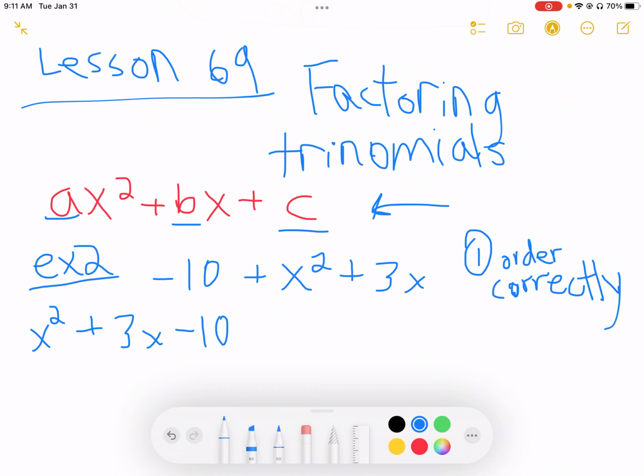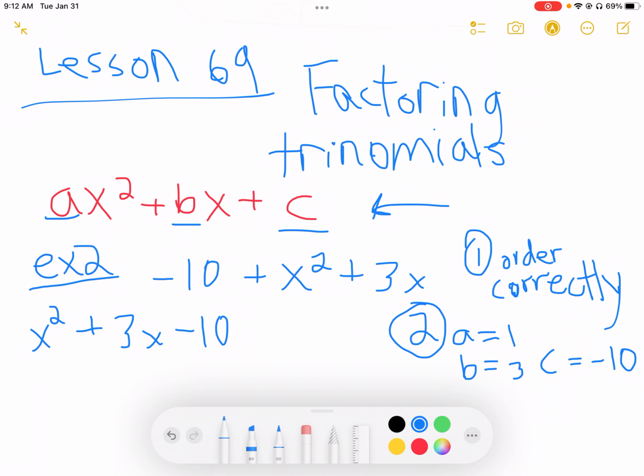And then I want to identify my a, b, and c. So a is equal to 1. b is equal to 3. c, what's c equal to? c is equal to minus 10. It is whatever sign is there. 3 is positive 3, c is minus 10.